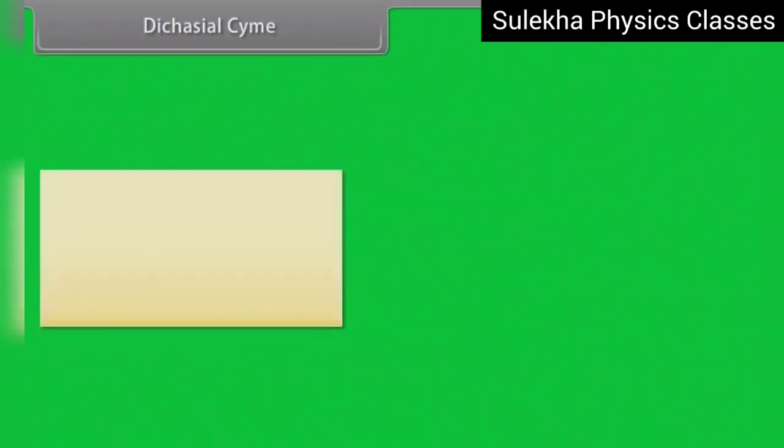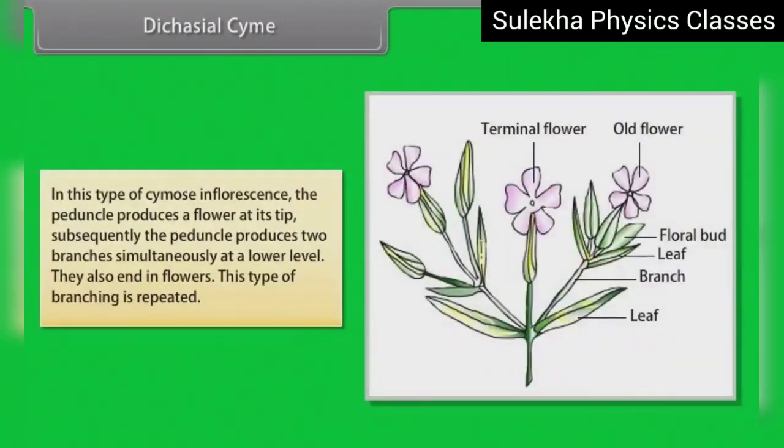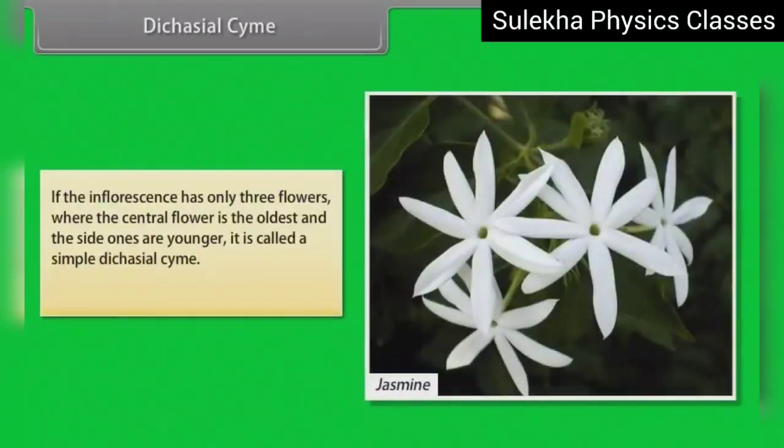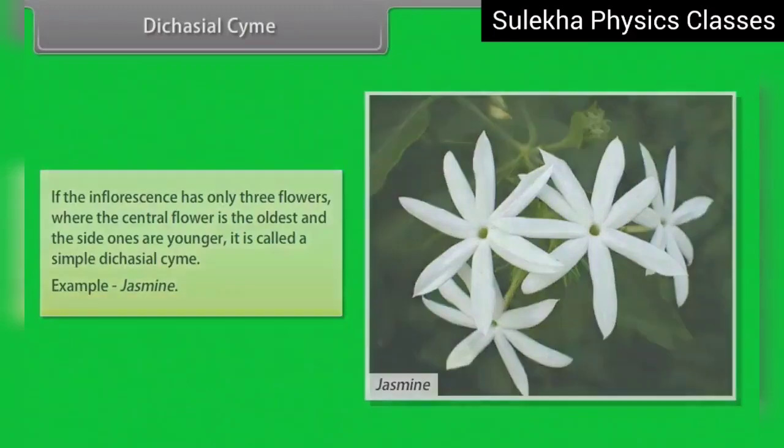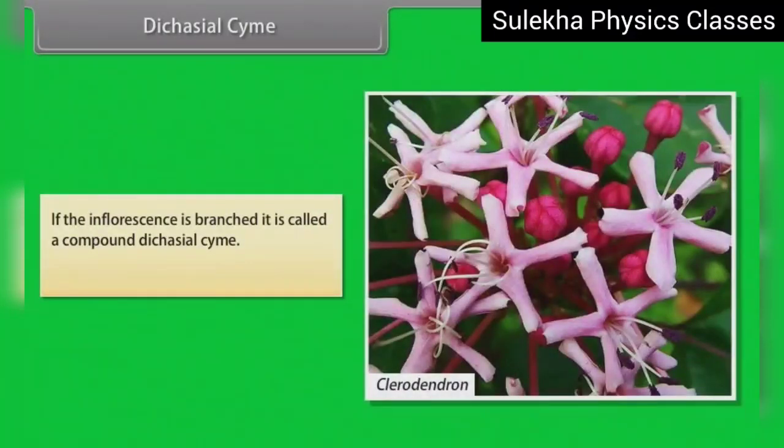Dichasial cyme. In this type of Cymose inflorescence, the peduncle produces a flower at its tip. Subsequently, the peduncle produces two branches simultaneously at a lower level. They also end in flowers. This type of branching is repeated. If the inflorescence has only 3 flowers, where the central flower is the oldest and the side ones are younger, it is called a simple dichasial cyme. Example, jasmine. If the inflorescence is branched, it is called a compound dichasial cyme. Example, clerodendron, ricea.